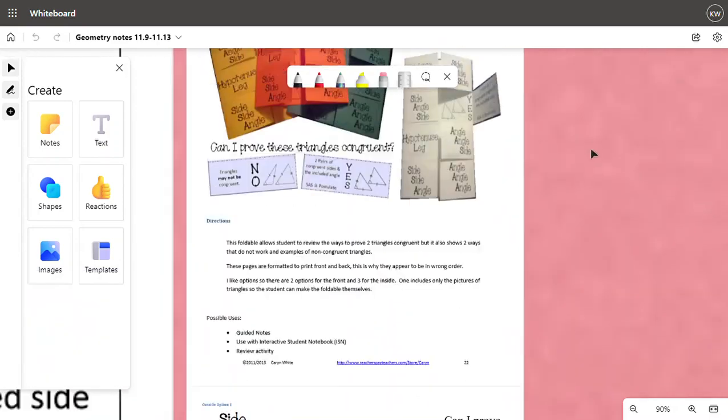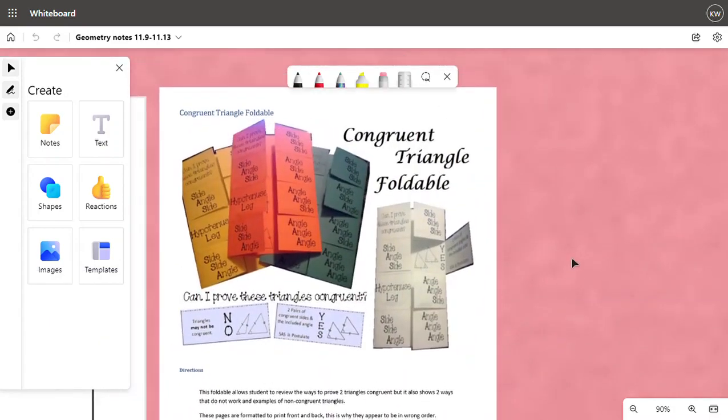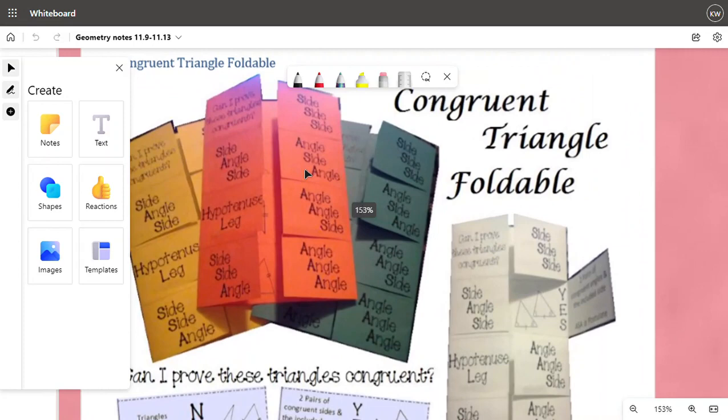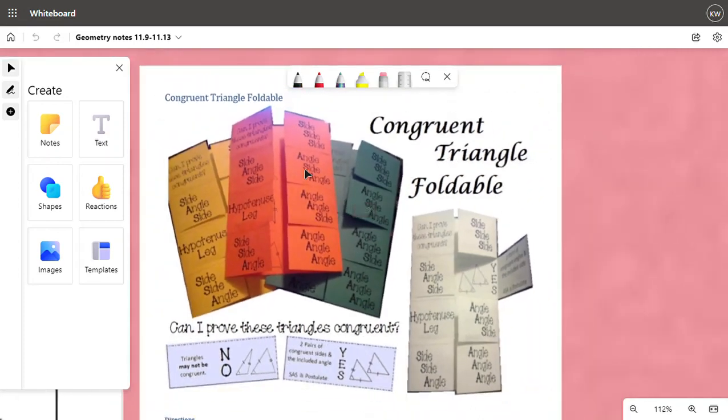Our next lesson today is going to be dealing with congruent triangles. This is one of the two papers that we have, how it's going to look after we fold it up. I'll show you it again after we finish going through and filling it out. So let's talk about it.